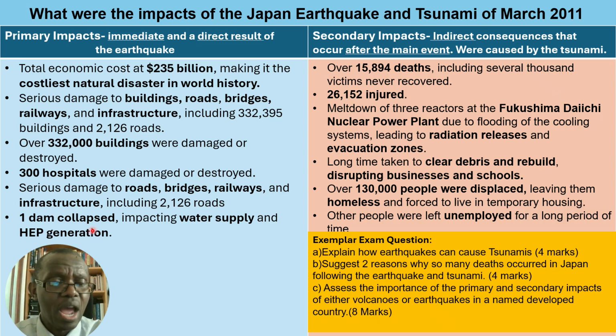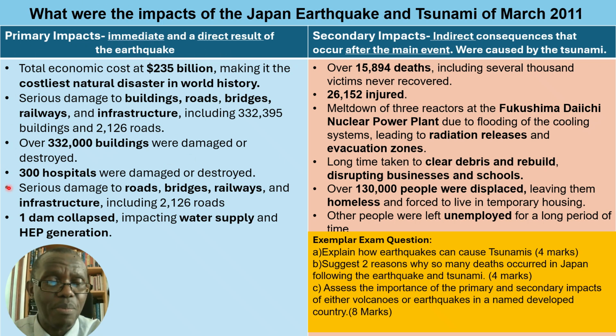And then one dam collapsed, impacting water supply and HEP generation. So a dam collapsing here, obviously, water supply, that's not great. And then also HEP here refers to hydroelectric power generation. So that normally is the use of water from a dam to generate electricity. Now, if there is no electricity, it means that it's not only a social impact, but it's also an economic impact, because businesses are not likely to be able to operate when there are power outages.